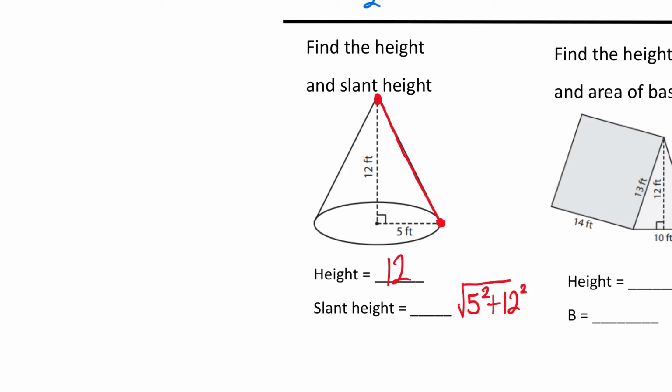So 5 squared plus 12 squared, square rooted. 13. It gives you exactly 13. That's one of our Pythagorean triples, 5, 12, 13.